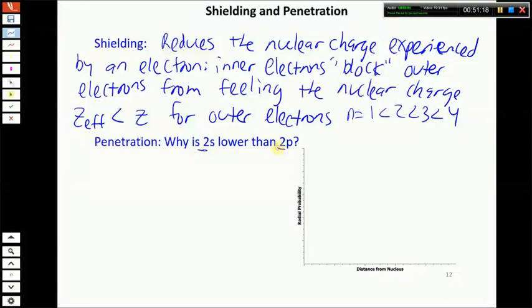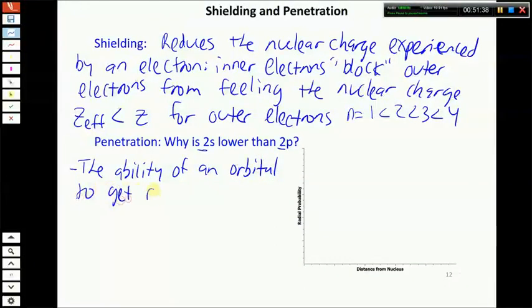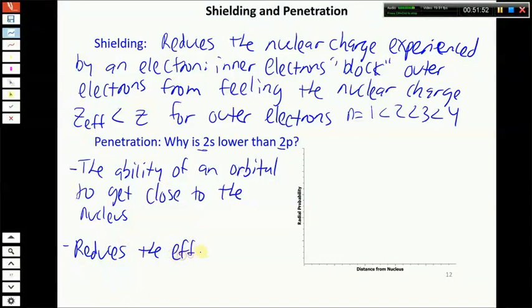Now if we want to compare two orbitals or two electrons that have the same principal quantum number, so now we have the same value of n, which of these is going to be lower or higher in energy? We have to understand an effect called penetration for this. Penetration is the ability of an orbital, or an electron in that orbital specifically, to get close to the nucleus. And this reduces the effect of shielding, because if that electron has some even small probability of being close to the nucleus, it can sneak inside of those inner electrons for some period of time, and it can get a stronger attraction to the nucleus that way.